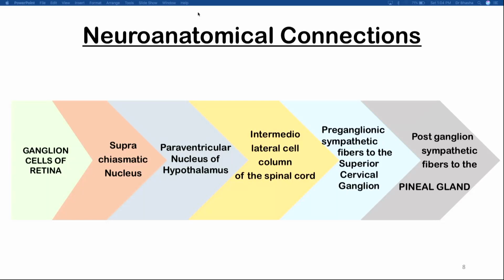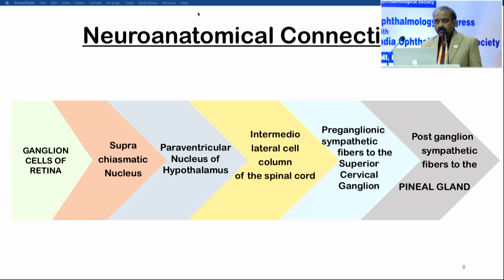Ganglion cells of the retina, approximately 2000 to 10,000 cells, send their axons to the suprachiasmatic nucleus. From there, in a polysynaptic pathway, they go to the paraventricular nucleus of the hypothalamus. From there, it goes to the intermediolateral cell column of the spinal cord. From the spinal cord, preganglionic fibers go to the superior cervical ganglion. From there, postganglionic fibers go to the pineal gland.